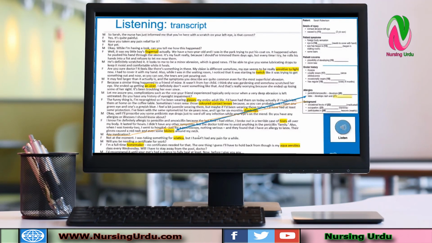So then occasional bouts of sciatica, occasional bouts, I haven't had any pain for a while. I was taking something for sciatica, right? And then I incorporates this idea of occasional bouts and it being medicated.